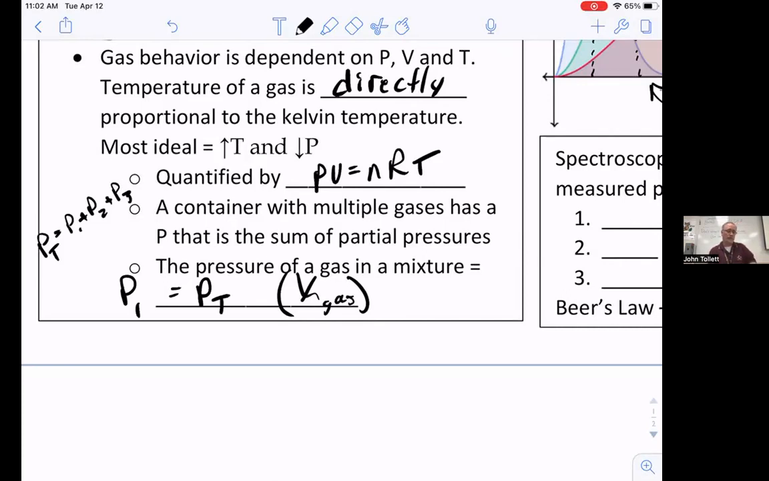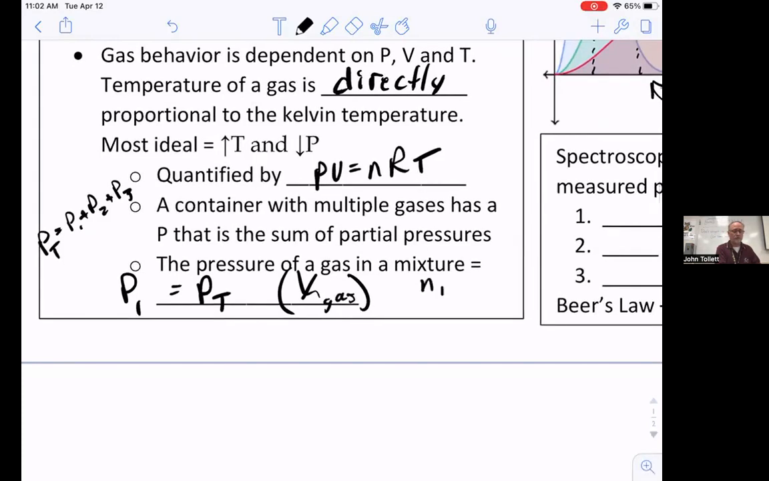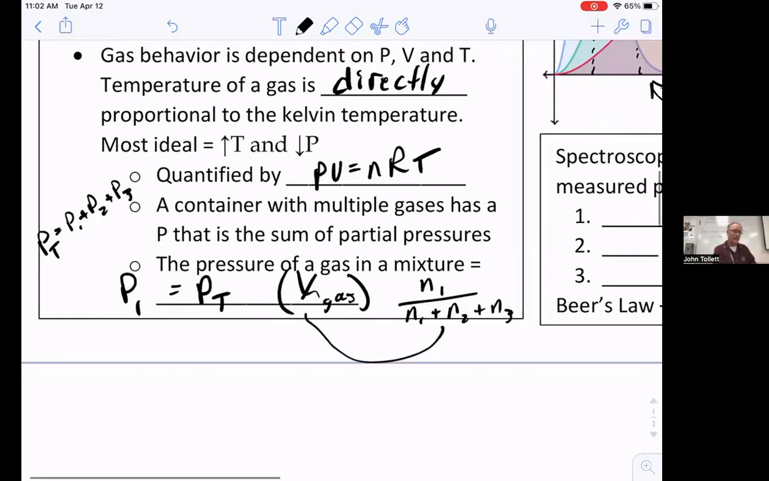And we use that in calculating mole fraction. To calculate mole fraction, you have the moles of one divided by the moles of all of them added together, depending on how many of them there were. And that's what this X value represents, that mole fraction.